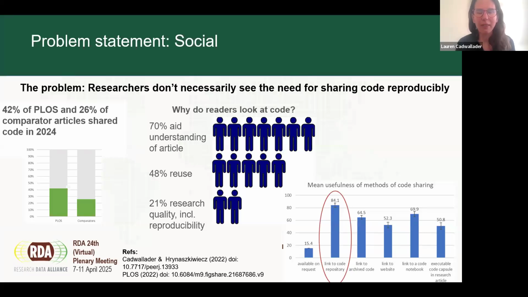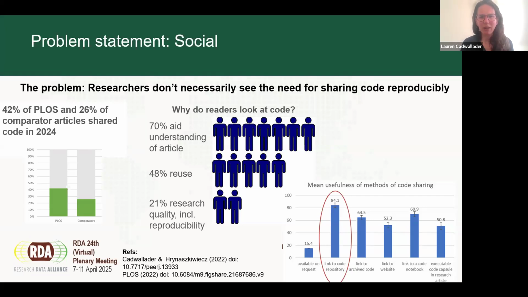So if we look at the amount of research that's sharing just code that is needed for reproducing the results of an article, we see a high of 42% at PLOS. And if you look more broadly in the literature, predominantly in the life sciences and medical sciences, you see even less, around 26% in comparators. And that's really low. Given that PLOS is an open science publisher, we are doing better than others, but it's still pretty poor.